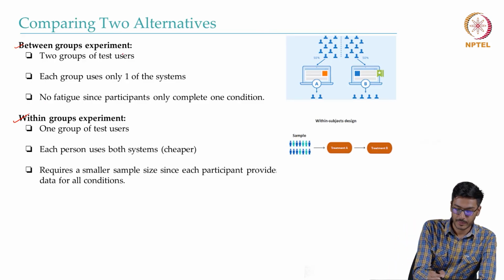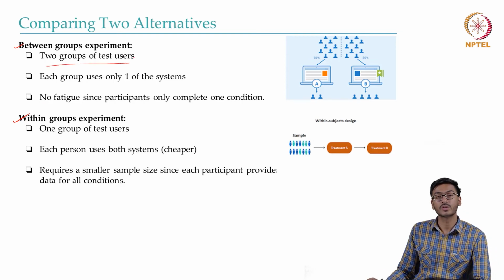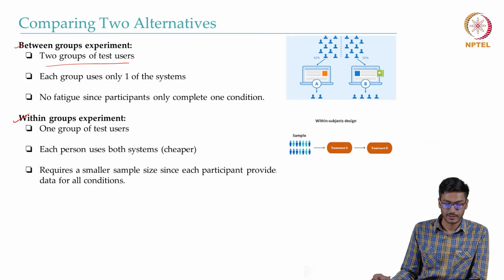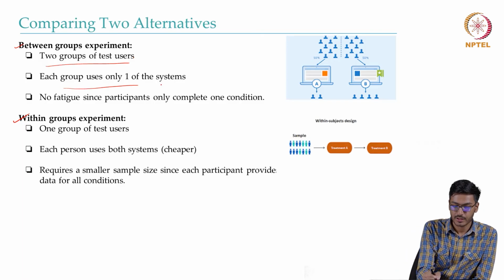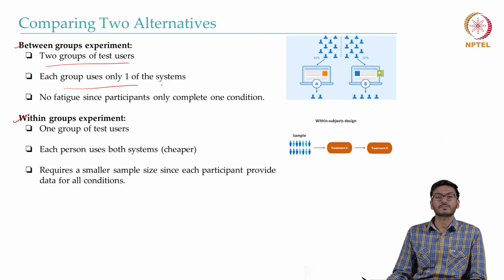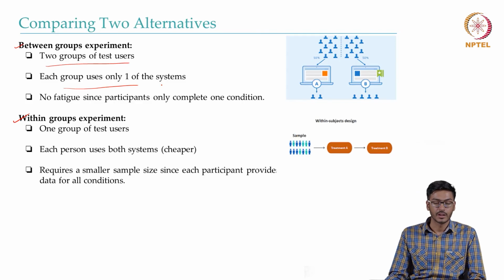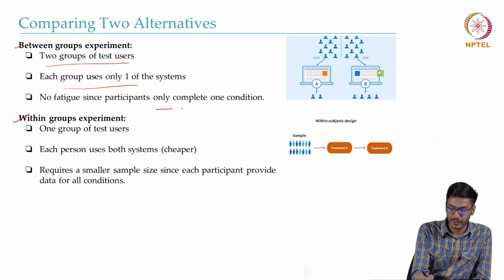For the between groups experiment, we take two groups of test users, and each group uses only one of the systems, and each group gives separate feedback for the system that they used. No fatigue is caused to the users because they only complete one condition.